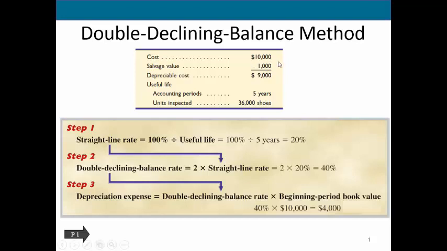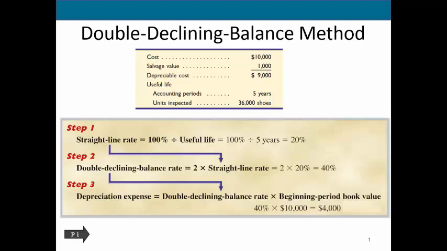We do not take into account the salvage value when we're using this method. Now, as we move forward, once we get into the later years, we will not depreciate beyond $1,000, but we're not using the salvage value in our actual calculation. So here, to calculate our depreciation for the first year, it's 40%, or double the amount that we would be depreciating each year if we were using straight line. So 40% multiplied by 10,000, because that's the beginning period's book value.